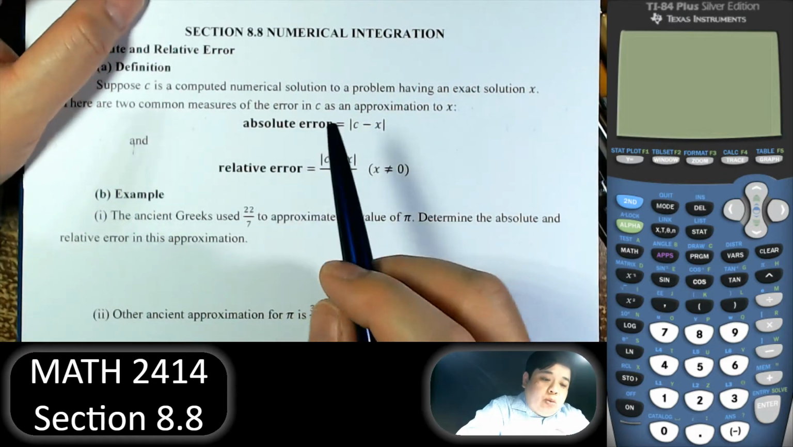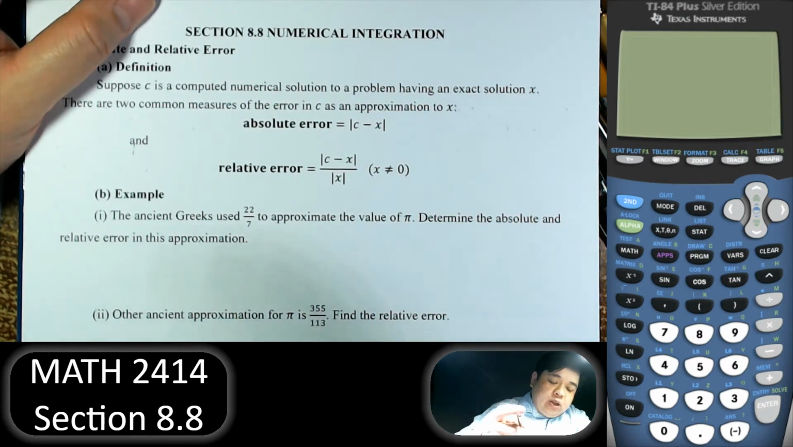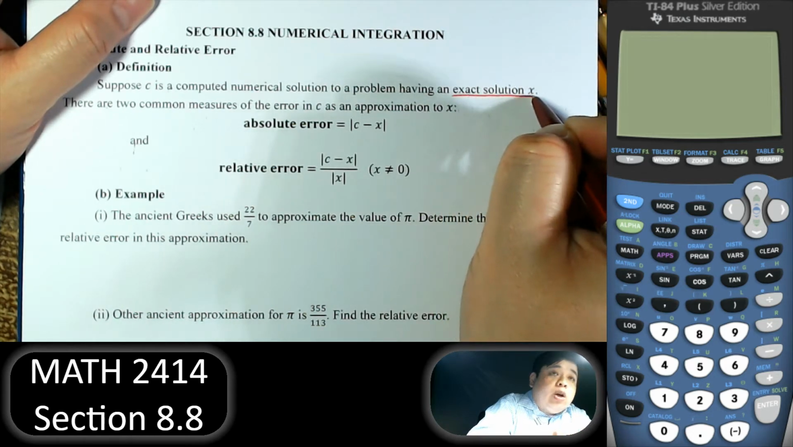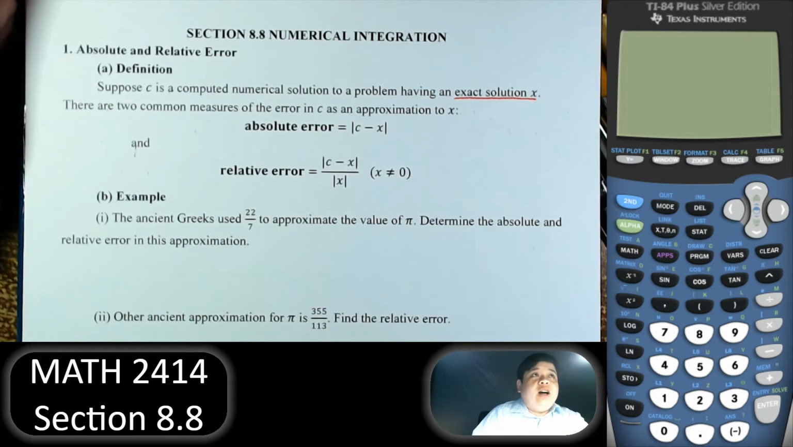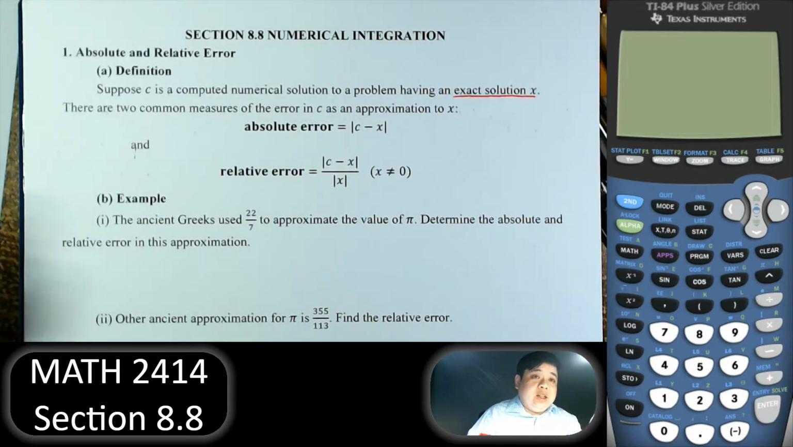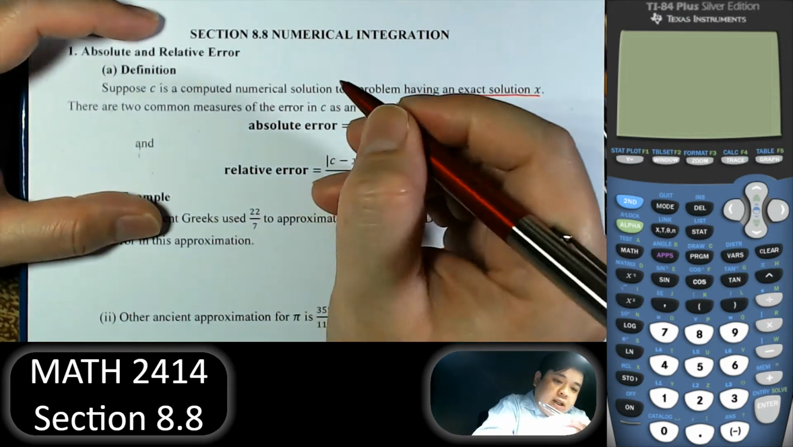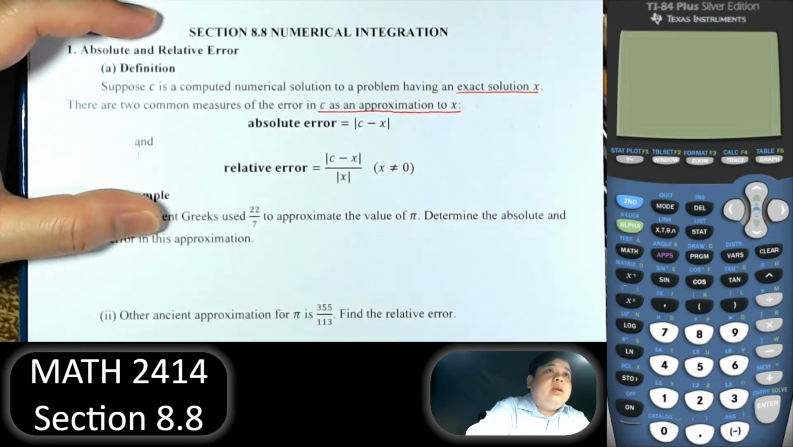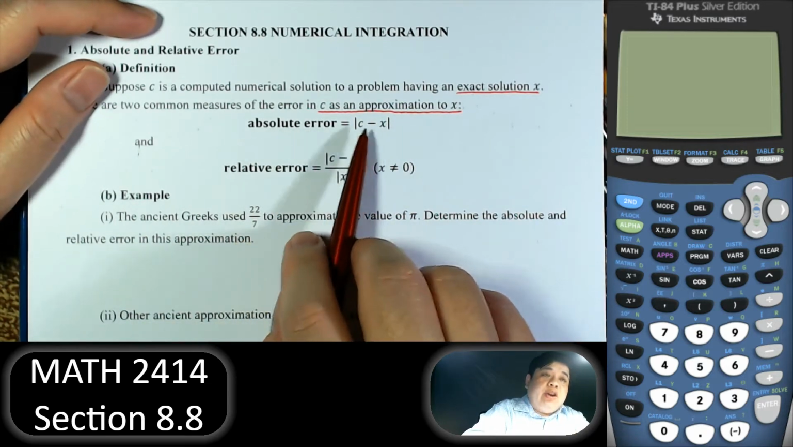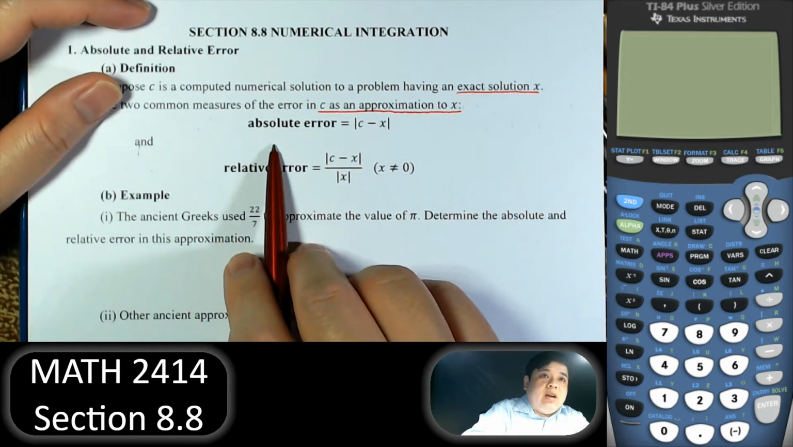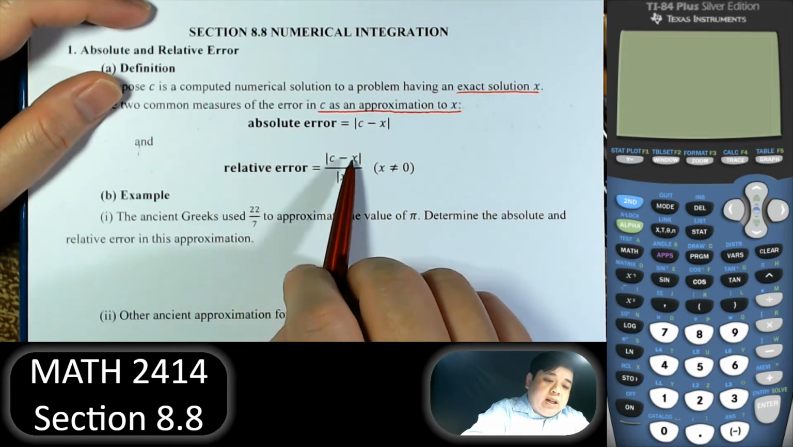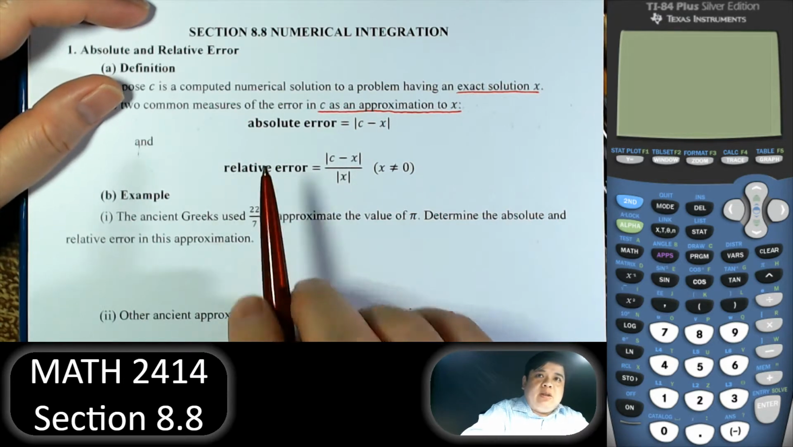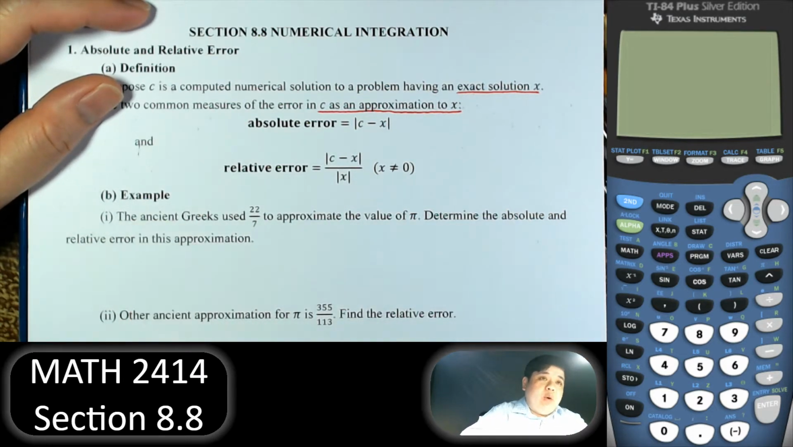Absolute error. So pretty much what we have here is the exact solution x. Usually we don't know that unless it's easy to calculate. And c is an approximation of x. When we take the absolute value of the difference, we say that is the absolute error. And if we take that absolute error divided by the absolute value of x, that is the relative error. So let's look at the first example here.